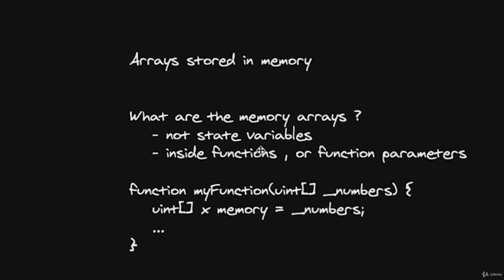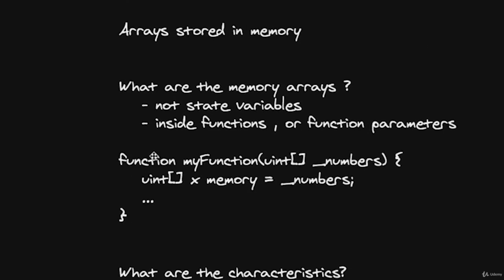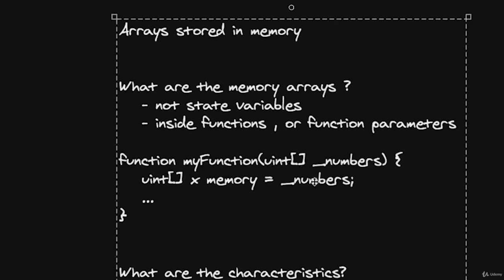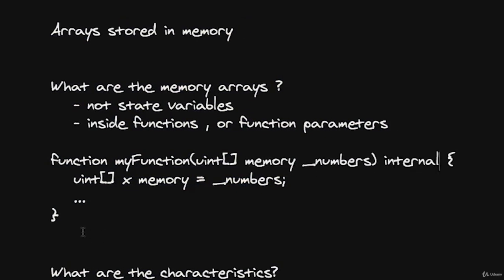So what are memory arrays exactly? They are definitely not state variables because they are stored in a different data location, and they are normally found inside functions or function parameters. Like here, my function, this numbers, can actually be a memory. We just have to make sure that this function is an internal function, and I will explain the reason for that later. But remember that for memory arrays in the function parameters, the function has to be internal. We can also have memory arrays inside the function itself as long as we use the keyword memory: memory x equals numbers. So these are the two places where you'd find memory arrays.